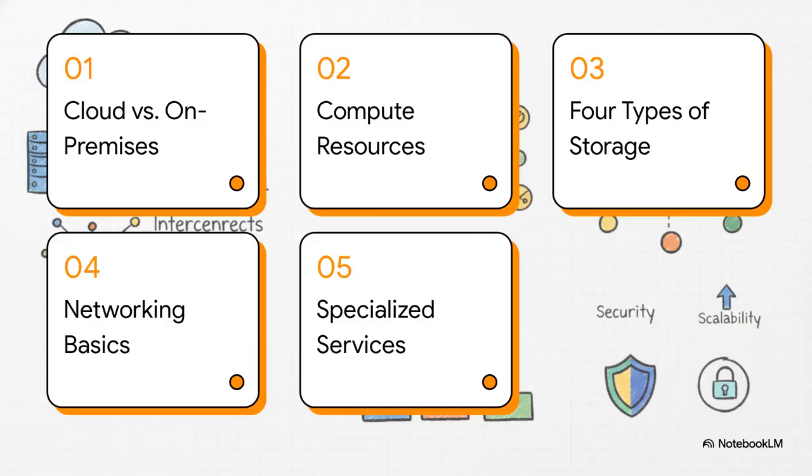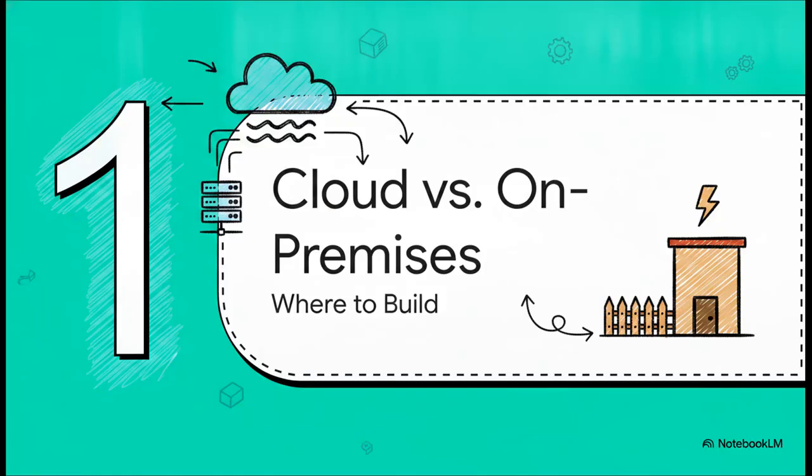Here's our architectural blueprint for today. We'll start with cloud versus on-premises, then balance compute control against convenience. After that, we'll hit the 4 types of storage, lay down some networking and security basics, and finally wrap up with specialized serverless services. All right, part 1, cloud versus on-premises.